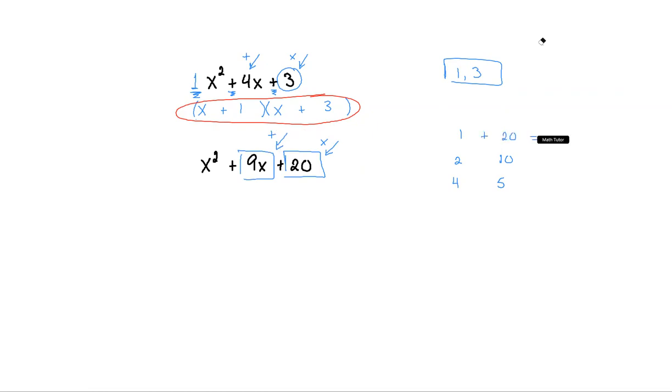So 1 plus 20 is 21. It doesn't work. 2 plus 10 is 12. Doesn't work. 4 plus 5 is 9, which is what I'm looking for. Since my leading coefficient is 1, I can break this up as x and x. And I'm going to go ahead and put my 4 and 5. Because this is a plus and this is a plus, I know that it has to be the same signs, and both are plus, giving me my factored form.